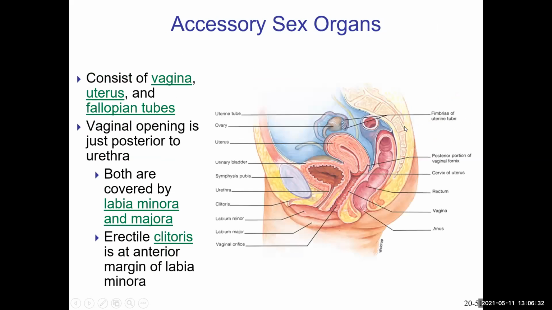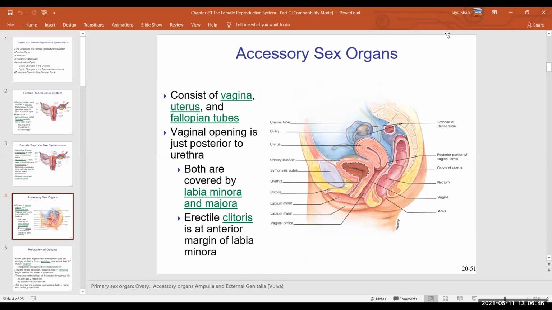So I have this diagram. This is the mid sagittal section of the female reproductive organ. Are you guys oriented here? Let me check individuals who are just part-time here. Some of you just turn on and don't pay attention.